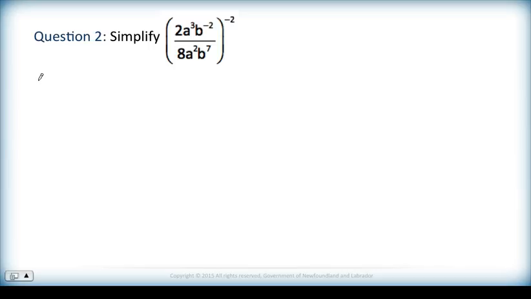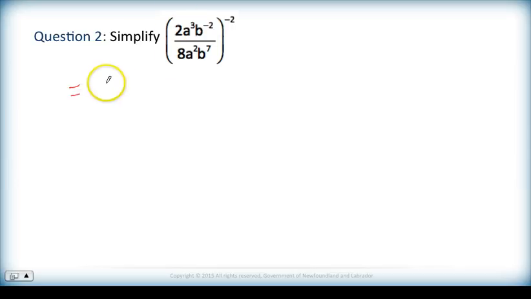Question 2. Simplify 2a cubed b to the -2, all divided there by 8a squared b to the exponent of 7, and everything inside the bracket is being raised to the exponent of 2. Keep it in mind, the best strategy here is to look at what is inside the bracket first. So what we're going to do, we're just going to work away with what is inside the bracket.